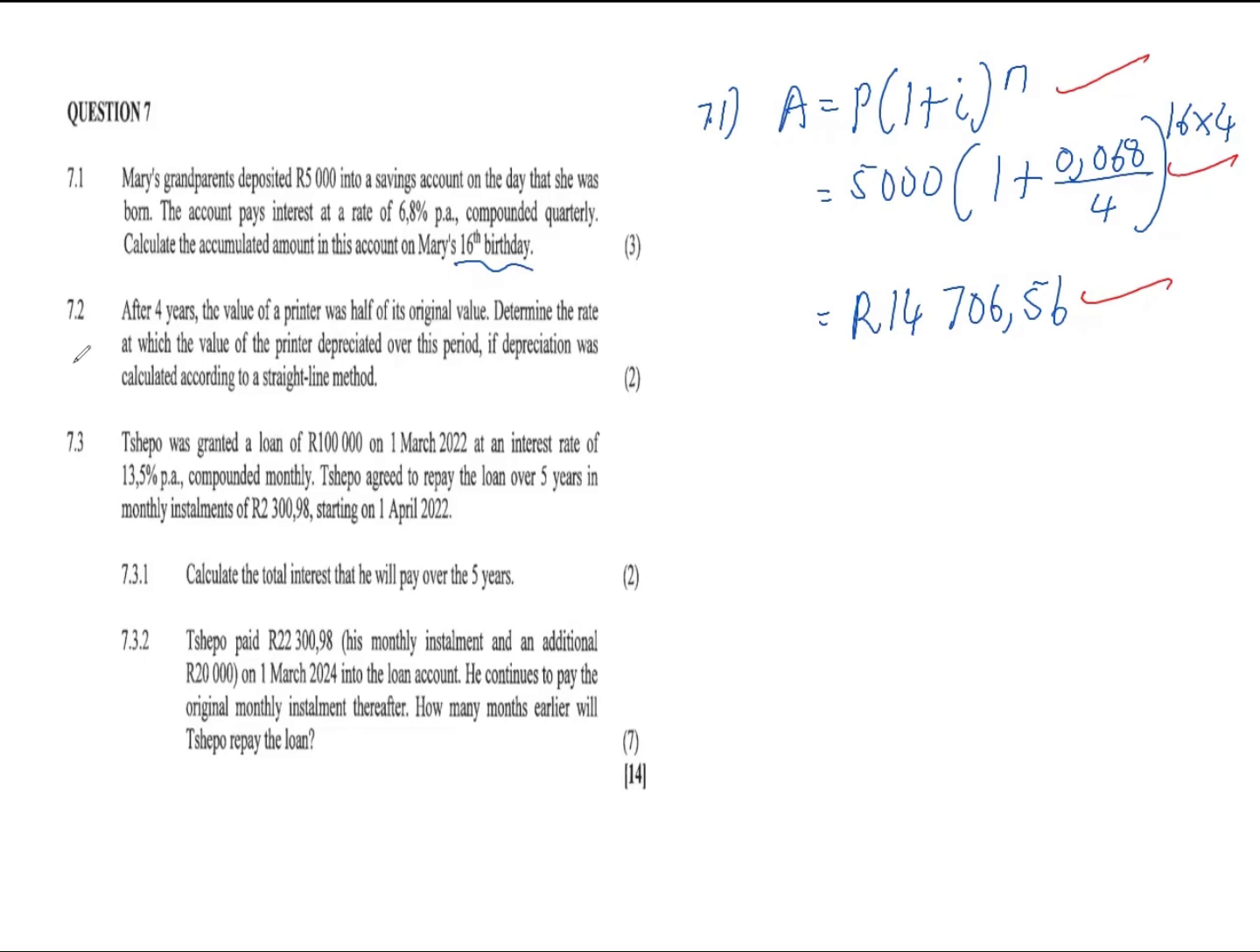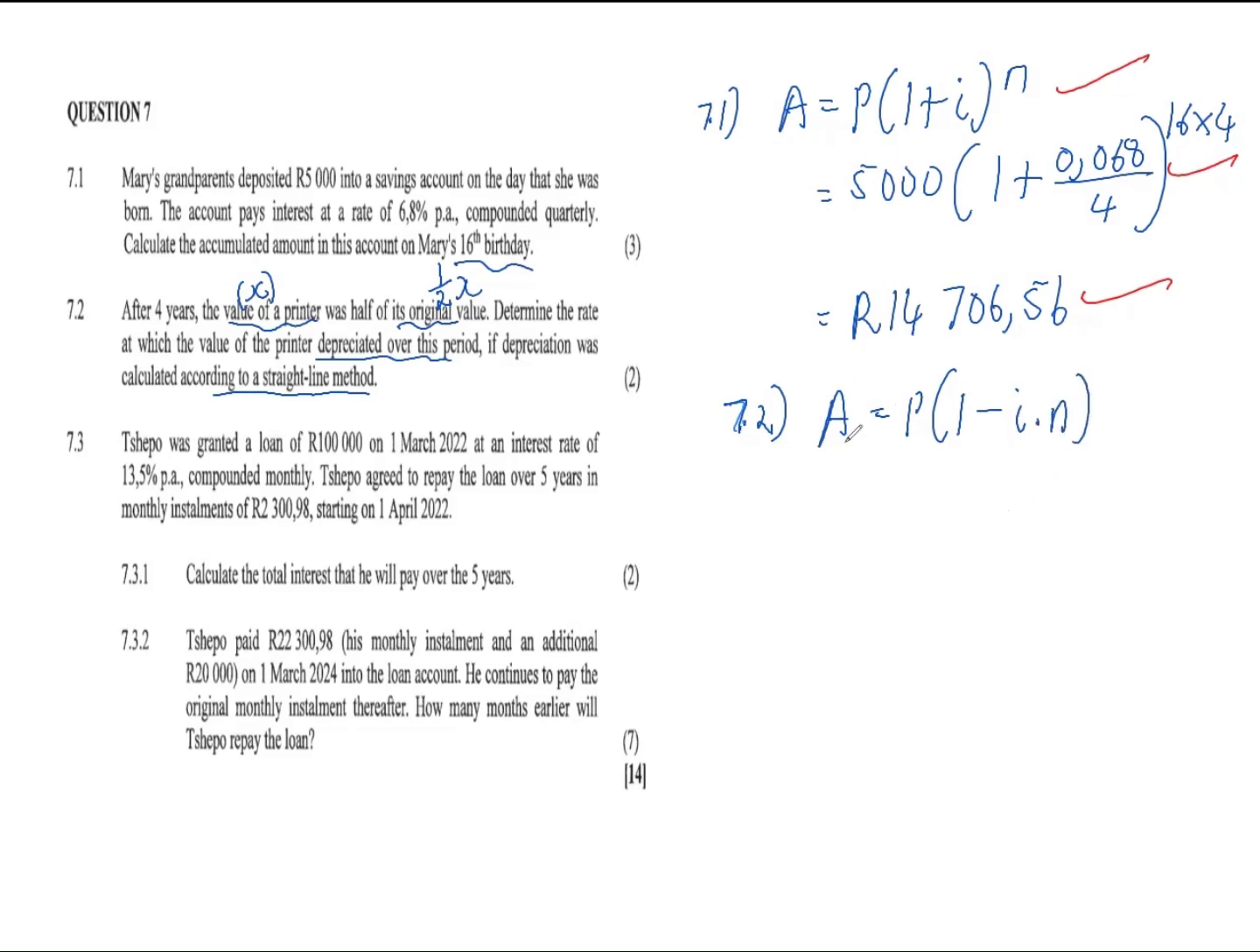Then we have 7.2. 7.2 is saying, after 4 years, the value of a printer was half of its original value. The value of a printer of which we are not told. So let's take the value of the printer initially as x, and then after 4 years, it depreciates to half of its original price, which is half x. Determine the rate at which the value of the printer depreciated over this period if depreciation was calculated according to the straight line method.